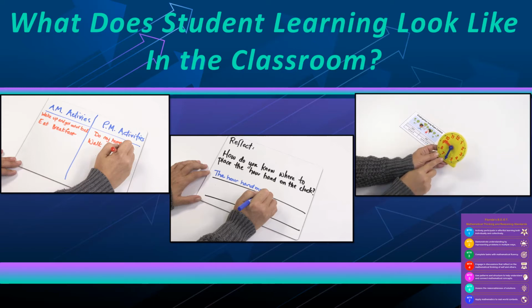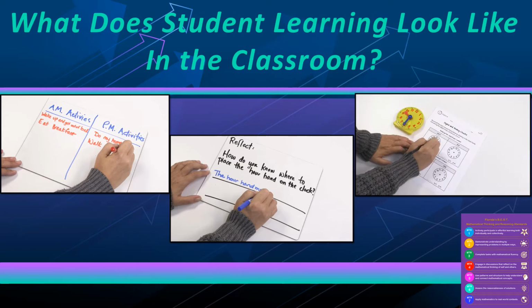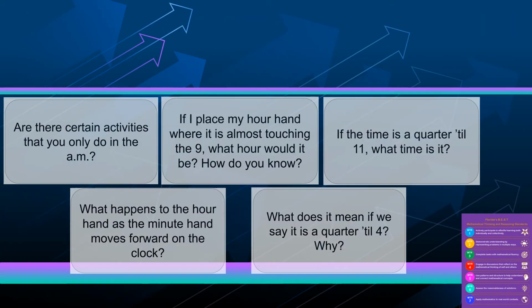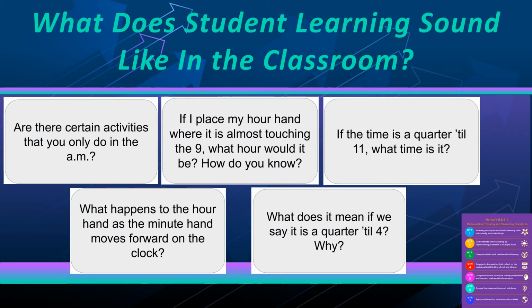MTR 5, use patterns and structure to help understand and connect mathematical concepts, will be important as connections are made between explorations with fractions and the fractional language used to tell time to the nearest 5 minutes. The classroom should be abuzz with discussions about time of day, how the hands move around an analog clock, and the correct fractional terms to use when stating time to the nearest 5 minutes.